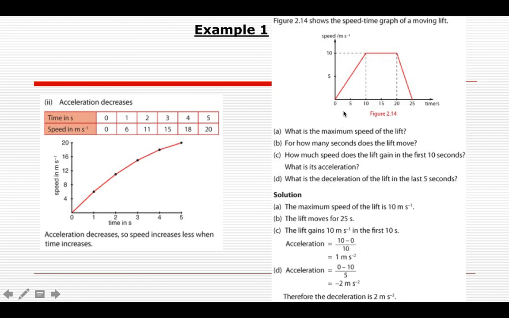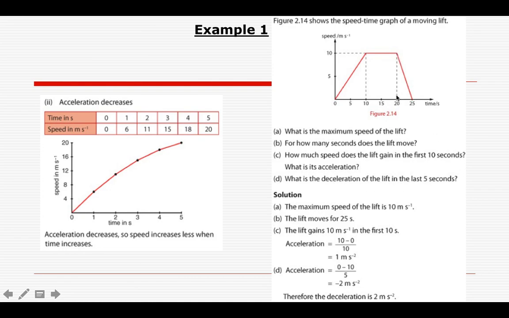So technically they are asking you what is the acceleration. Acceleration is rise over run. So when you calculate the rise over run, you calculate the acceleration. Now the last part: what is the deceleration of the lift in the last 5 seconds?